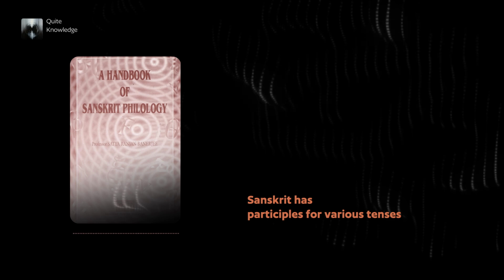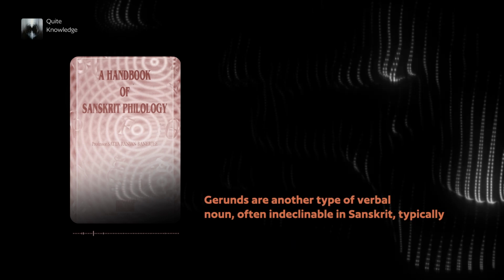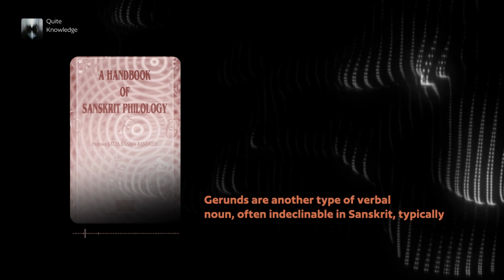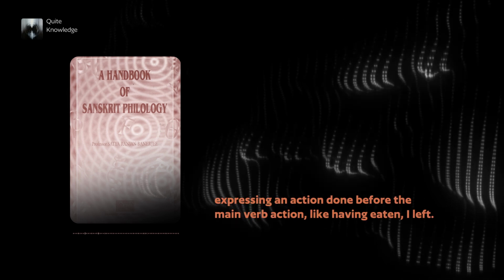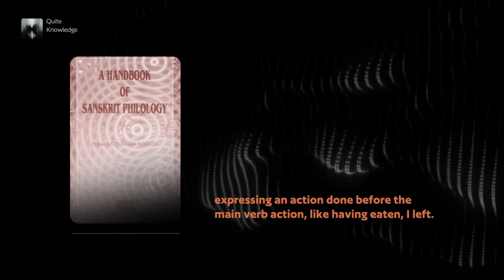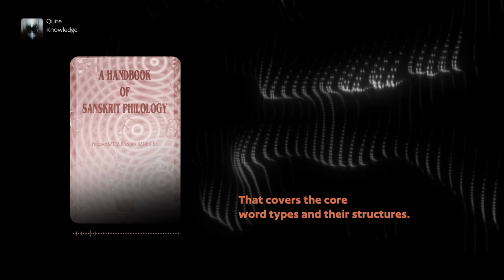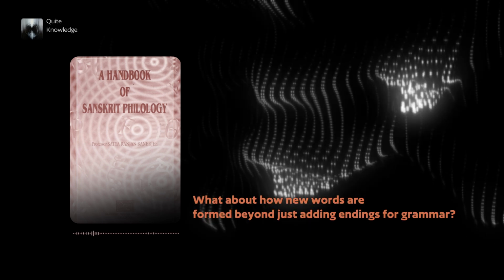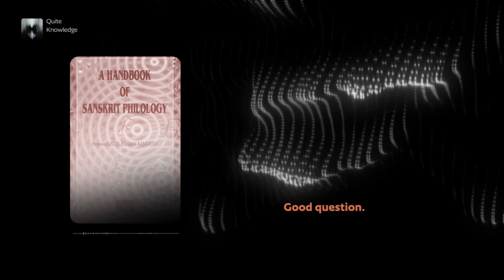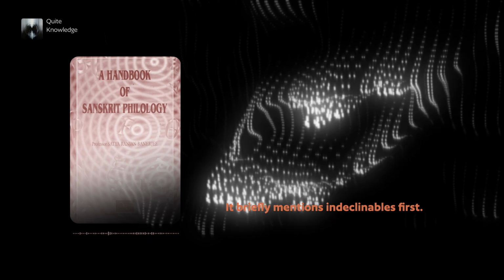Sanskrit has participles for various tenses and voices: present, future, perfect, past, passive. And gerunds? Gerunds are another type of verbal noun, often indeclinable in Sanskrit, typically expressing an action done before the main verb action, like having eaten, I left. Having eaten could be expressed by a gerund. Okay, that covers the core word types and their structures. Yeah. What about how new words are formed, beyond just adding endings for grammar? Good question. The Handbook touches on this too. Word formation. It briefly mentions indeclinables first.